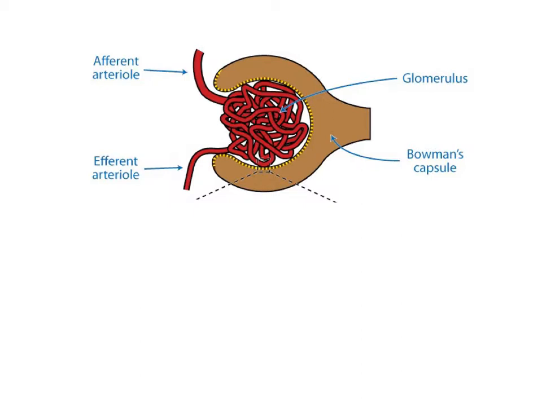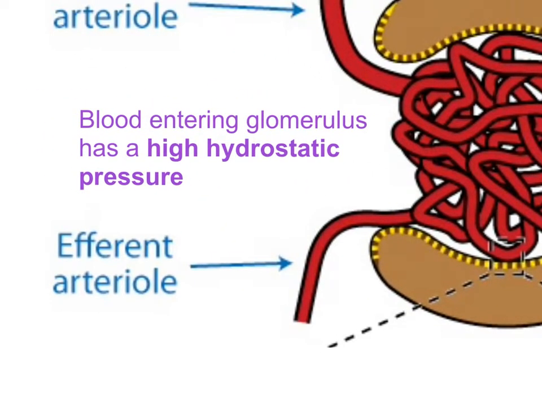So let's recap the structure. Here we have the Bowman's capsule, the first part of the nephron. Here we have the glomerulus, and again, be careful, this is the afferent, so blood is coming in here and leaving here. A for arrive, E for exit. Also, as I said in previous videos, there is a greater diameter of the afferent compared to the efferent. Blood that enters the glomerulus is under high pressure, or the better way and the exam way to say it is blood entering has a high hydrostatic pressure.